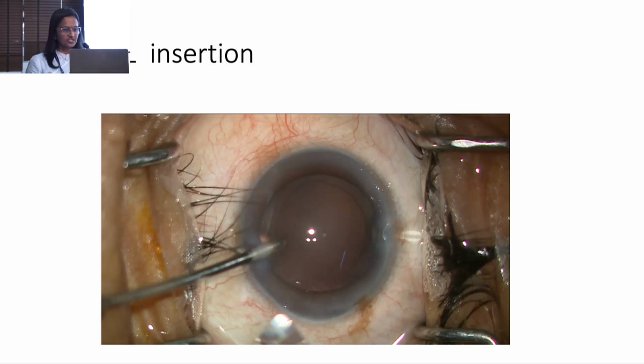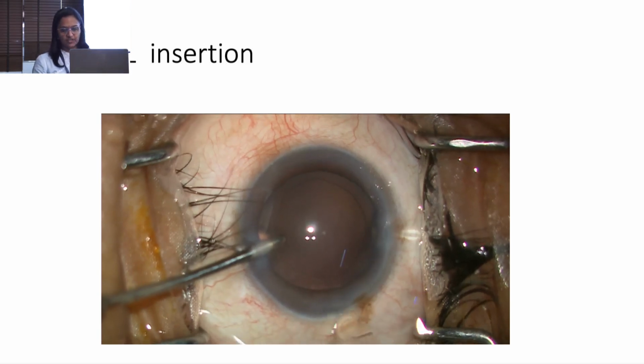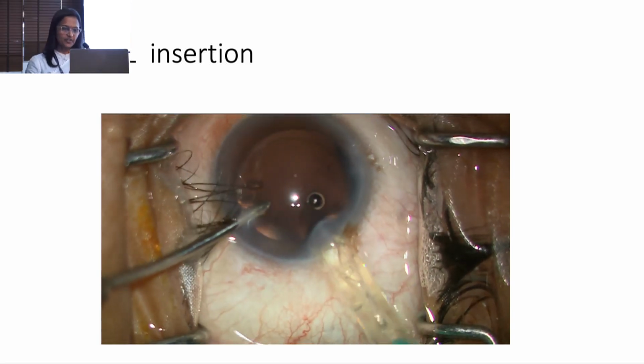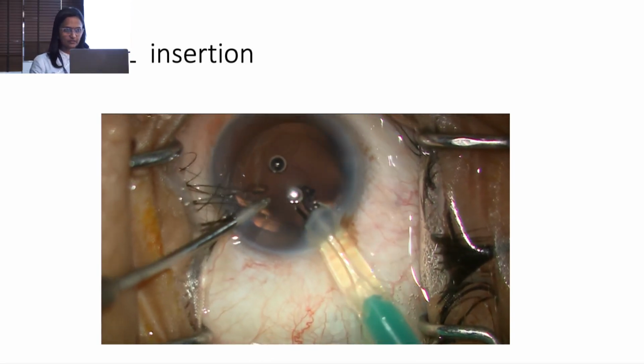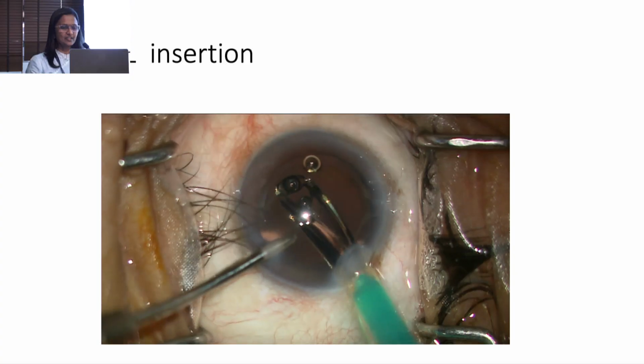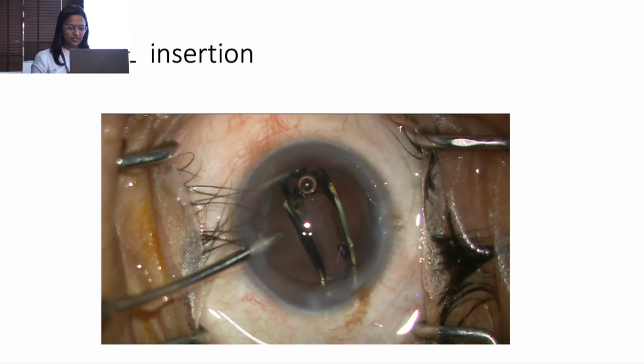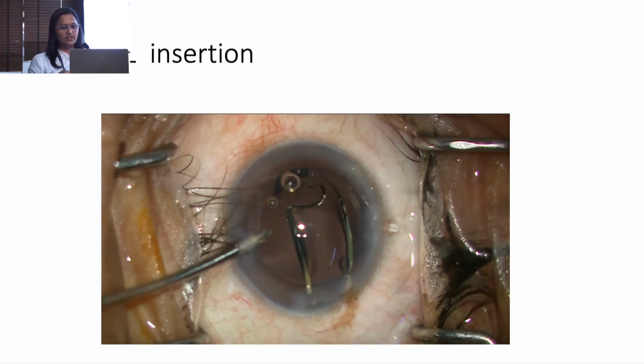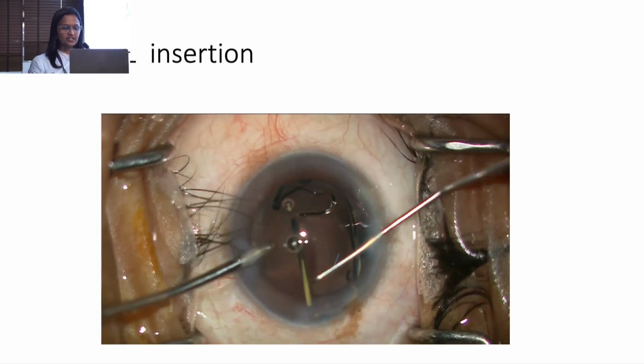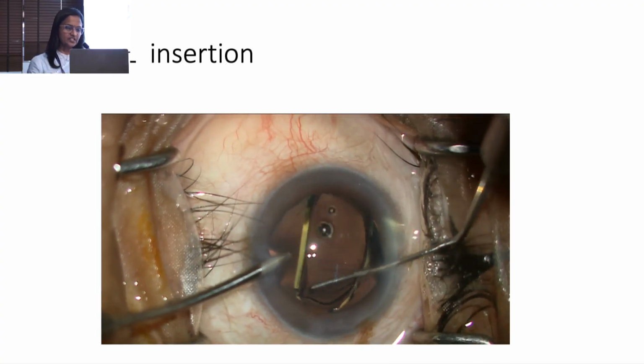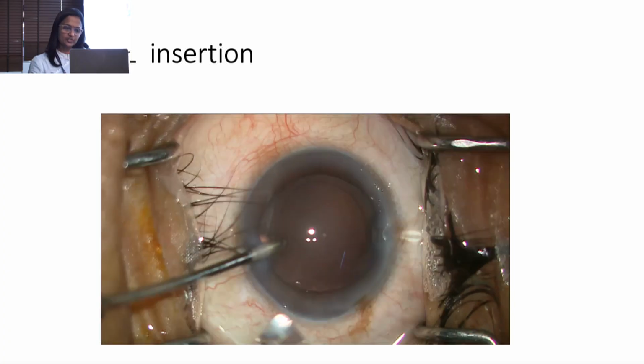Once the cortex aspiration is complete, then you have to put the intraocular lens. Ideally fill the capsular bag with viscoelastic. I do under saline, but it's better to go with a viscoelastic filled eye, and slowly and in a controlled manner insert the intraocular lens, and with the second instrument rotate it into place.